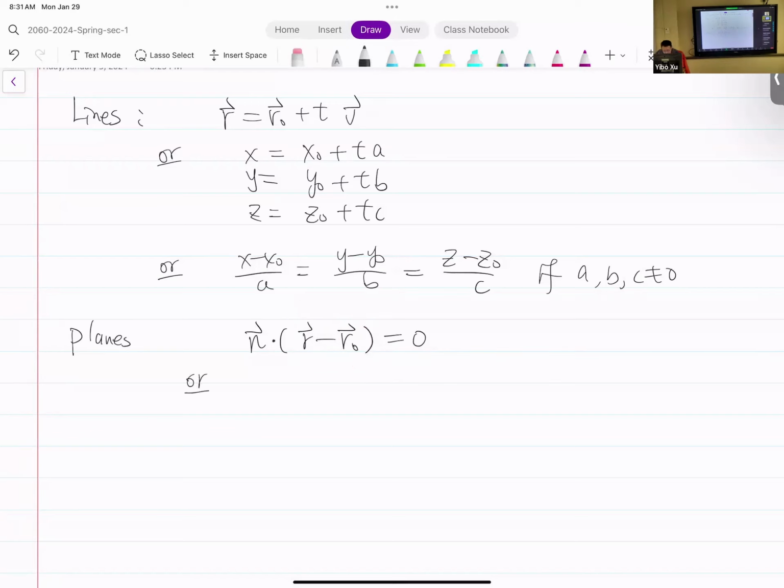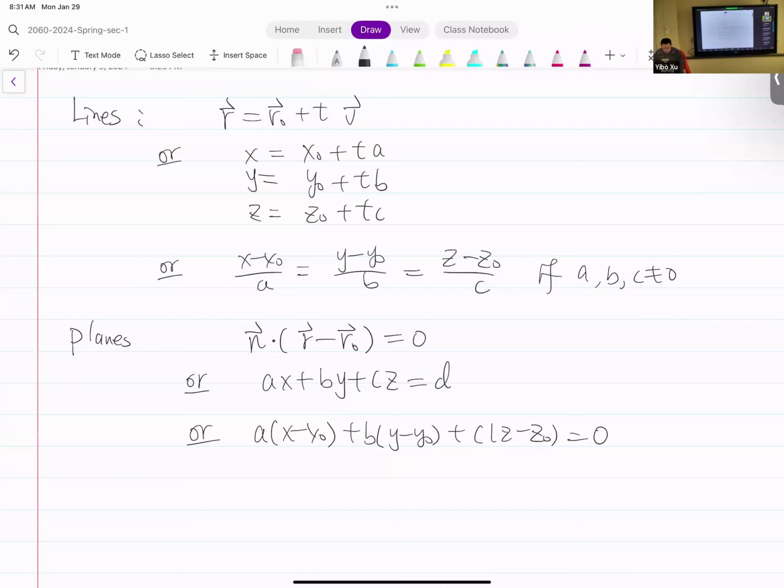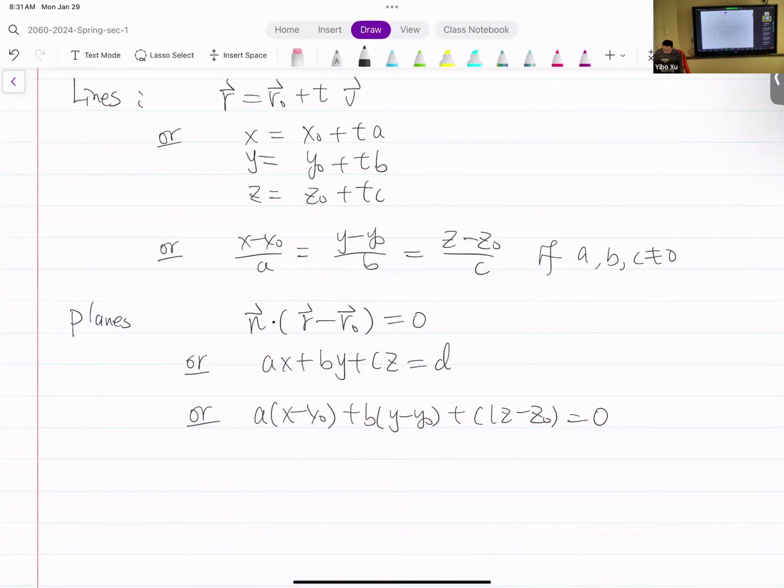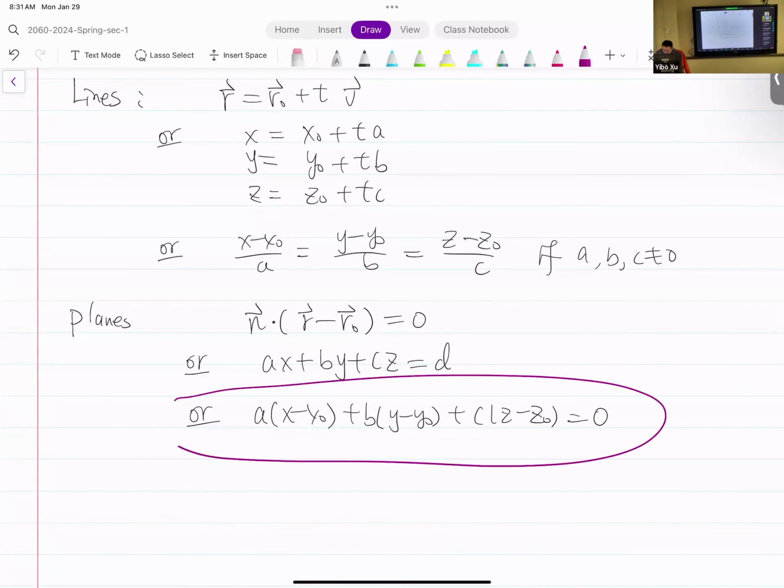We can also write it another way: let's say ax plus by plus cz equals some constant. Or we can write it as a times (x minus x0) plus b times (y minus y0) plus c times (z minus z0) equals 0. The third equation is what's called the scalar equation, which is just writing the first equation in another way, in terms of x, y, z.